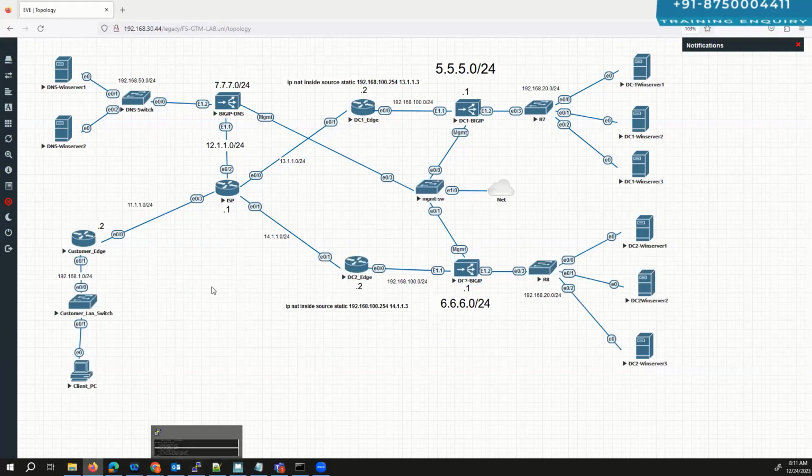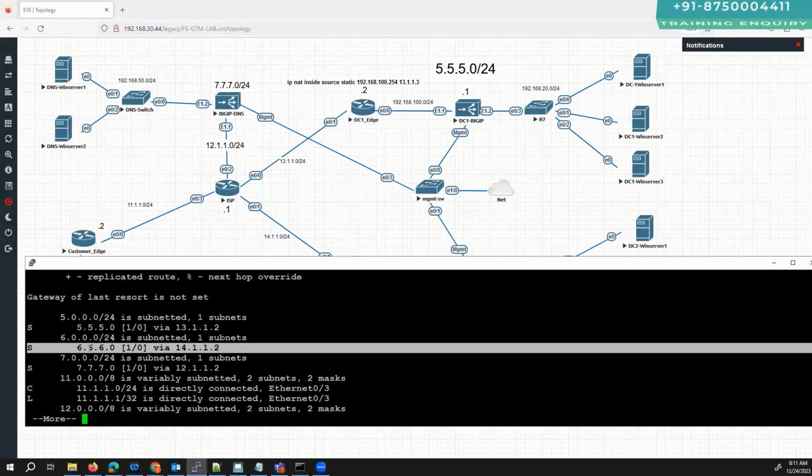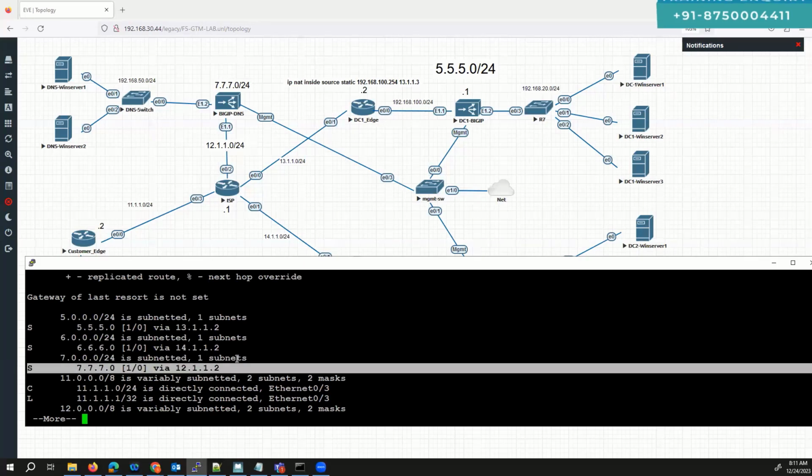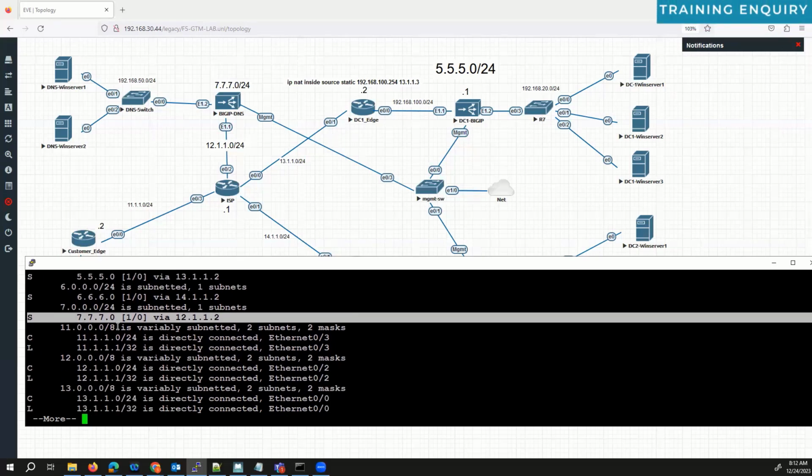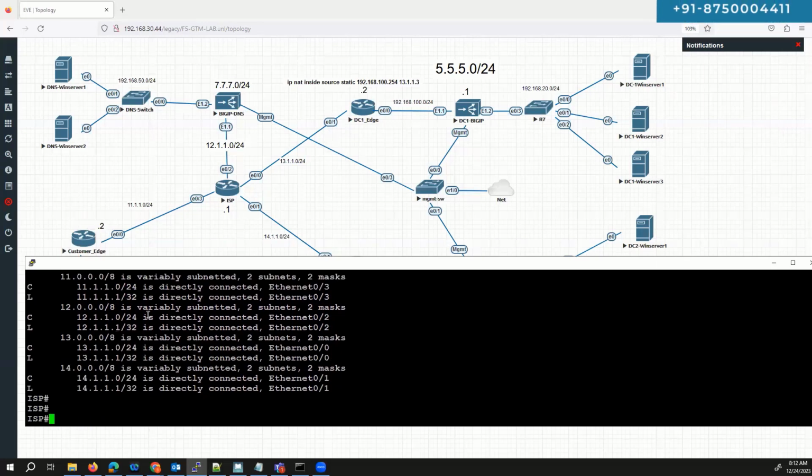We also have one public IP subnet allocated for BIG-IP DNS, so one static route for 77.7.7.0/24 goes towards 12.1.1.2, which is the IP address of the BIG-IP DNS. So these are the public IP subnets that we allocated for different sections of this topology, and therefore we had to add the static routes, and that's what I have done here on this ISP router.